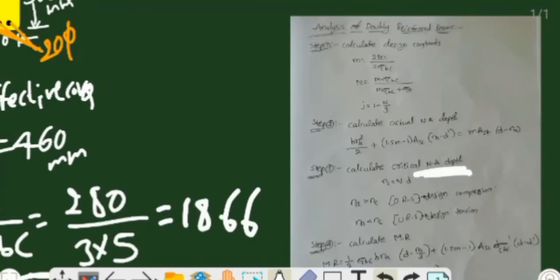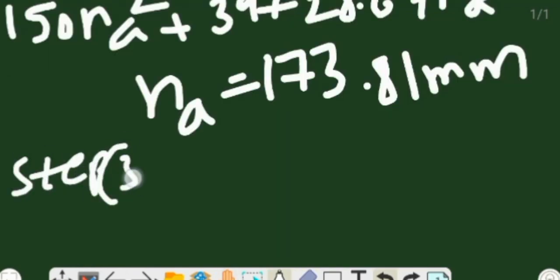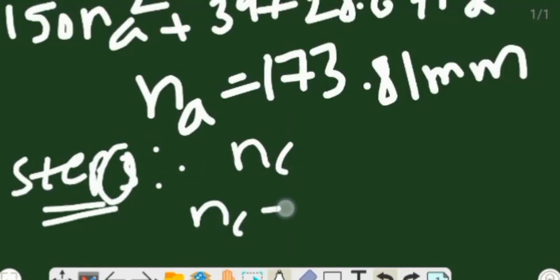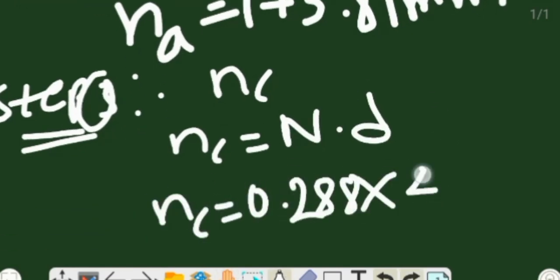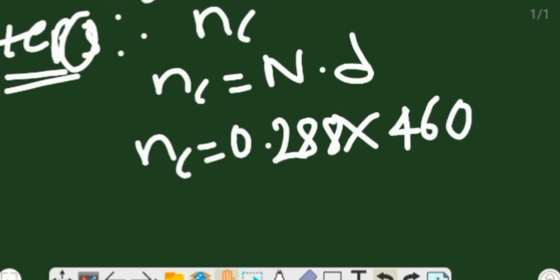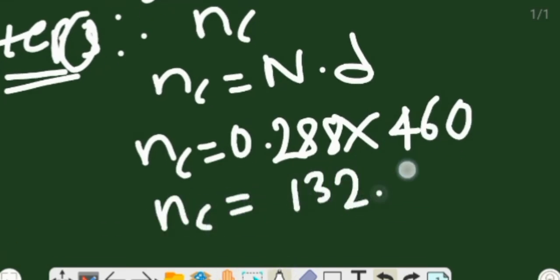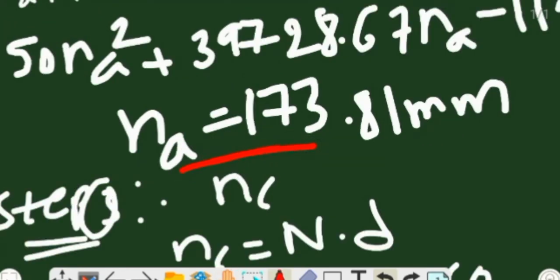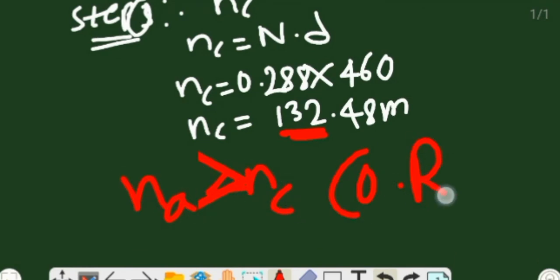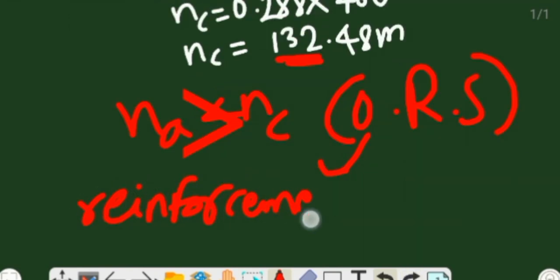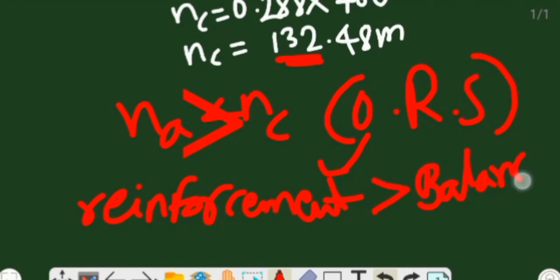Step 3, calculation of critical neutral axis depth NC by using this formula. NC, the critical neutral axis depth, equals capital N into D. NC equals n, which is 0.288, into d, which is 460 mm. We get NC equal to 132.48 mm. Comparison between na and NC: na is greater than NC, then the section is an over reinforced section. Over reinforced section means the reinforcement provided in the section is more than the balanced section.